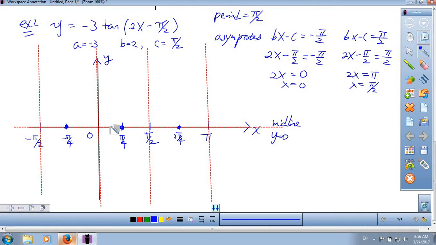Now let's go ahead and plug in halfway between 0 and pi over 4. Halfway between 0 and pi over 4 is pi over 8. The next point is going to be 3 pi over 8. Now how do I know it's 3 pi over 8?